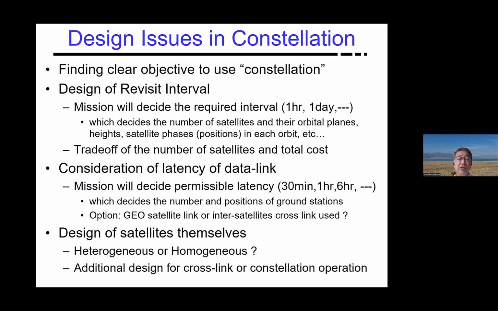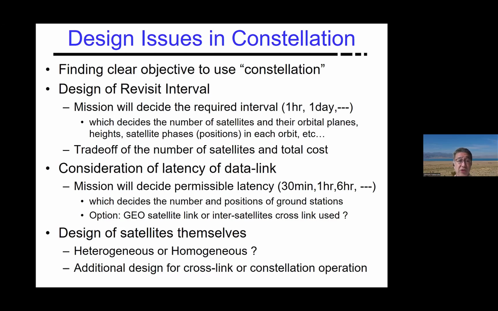Okay, and let us discuss the design of the constellation. First thing you should do is to find a clear objective to use a constellation, as I said before. And then you should design the revisit interval. So the mission will decide the required interval, 1 hour, 1 day, or 1 week, 1 month, and so on, which decides the number of satellites and orbital planes, height, satellite phases in each orbit, and so on. And also, we should do the trade-off of the number of satellites and the total cost.